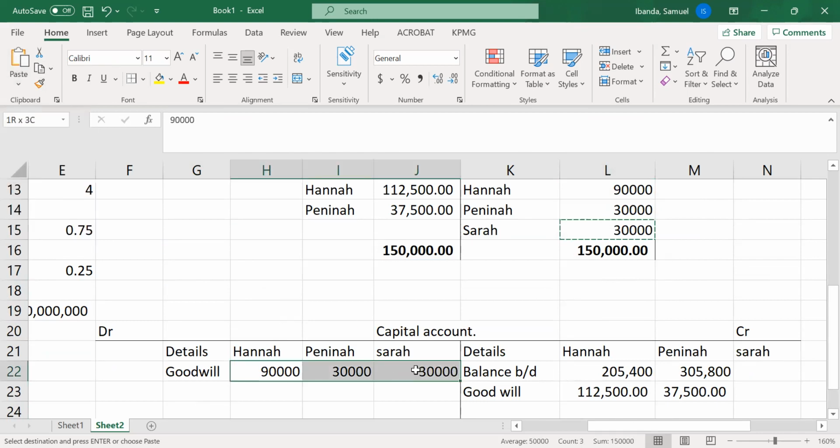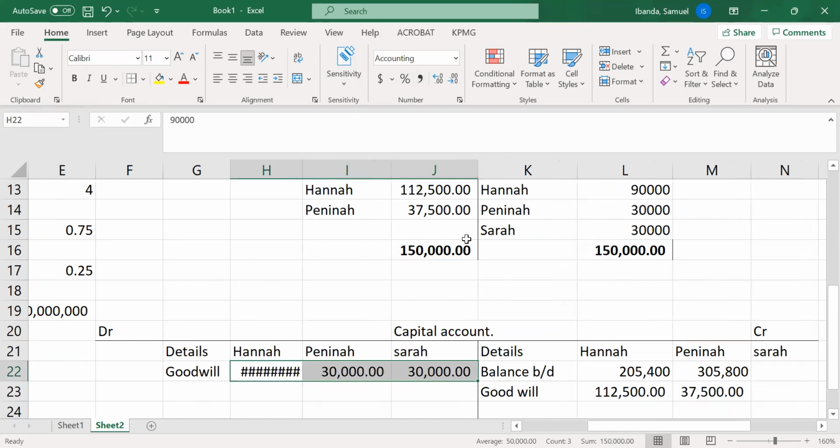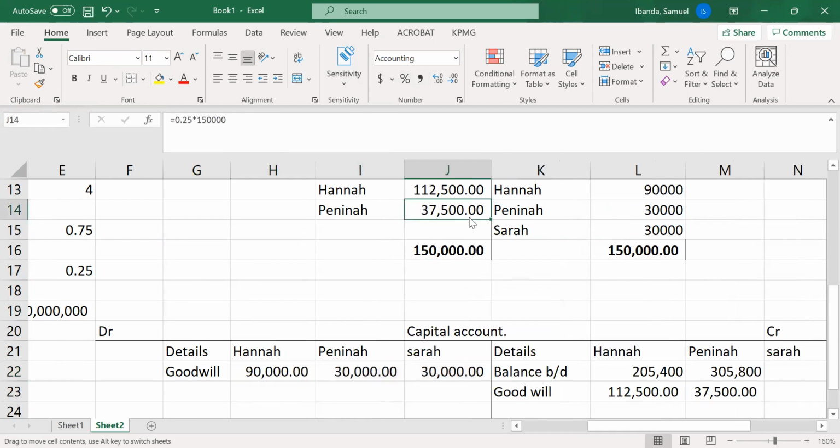Like so. So I believe you can observe that the double entry for the sharing of goodwill using the old sharing ratio, you debit the goodwill account and credit the capital account. Sharing goodwill using the new ratio, you credit the goodwill account and debit the capital account. That is how that is done.